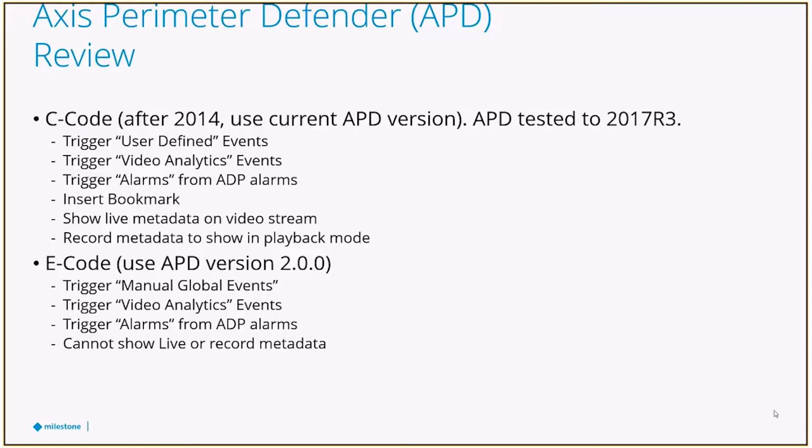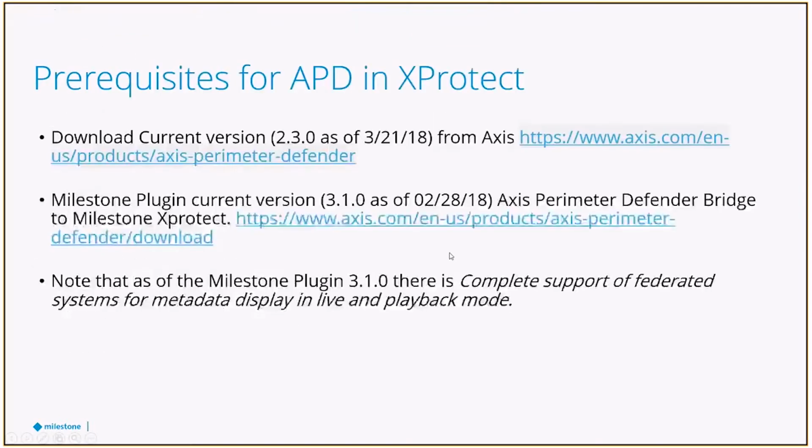So let's see if I can advance my slide here. Prerequisites, I kind of talked about that. You download the current version from Axis. Currently, as of March 21st, it's 2.3.0, and there's a link there. Again, you can just go to the Axis website and search for Axis Perimeter Defender, and it will point you in the right direction. It'll also allow you to download the Milestone plugin, which, as of February 28th, is at version 3.10. Again, we refer to this as the Axis Perimeter Defender Bridge.